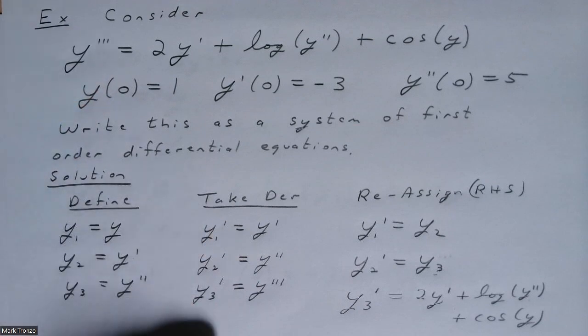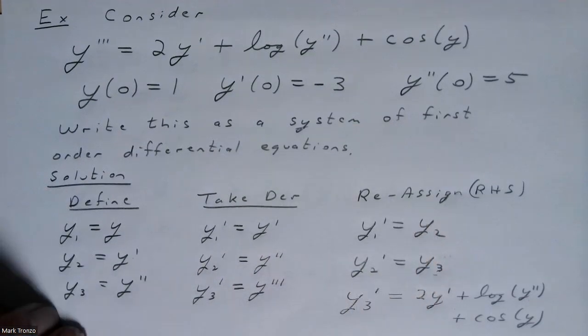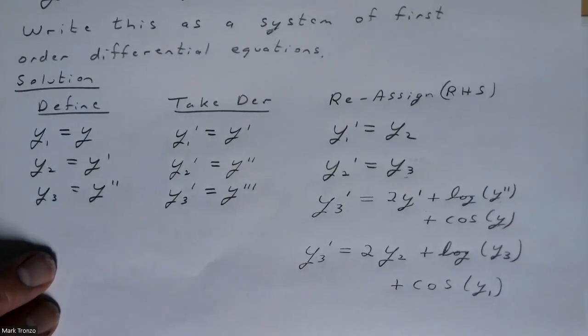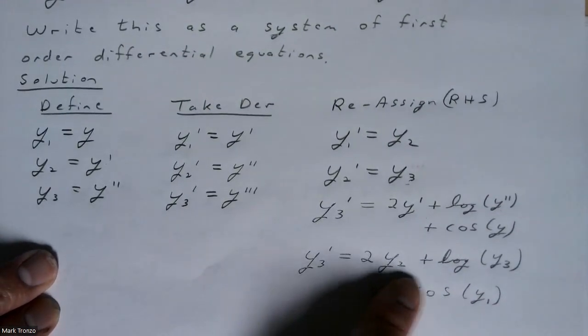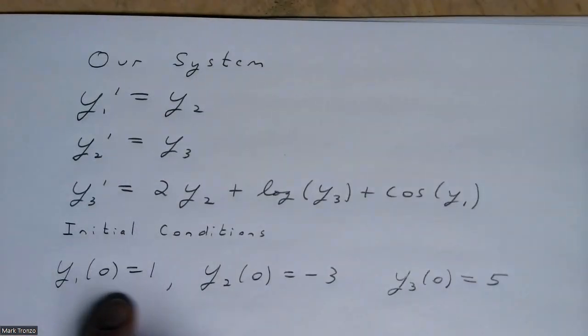Do that, take the derivatives, reassign the right-hand side, and then be sure that in the end you only have y's with subscripts and no derivatives. Reassign the initial conditions, and you're set. Now, there'll be another video to transform a system of higher order differential equations into a system of first order differential equations. That's a separate video.